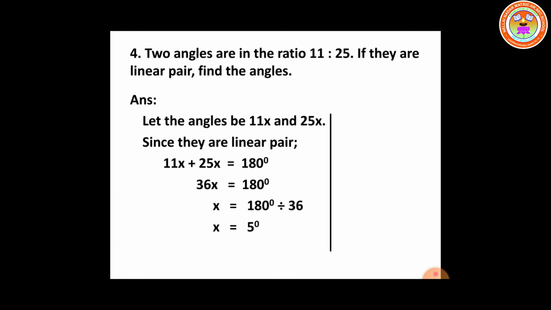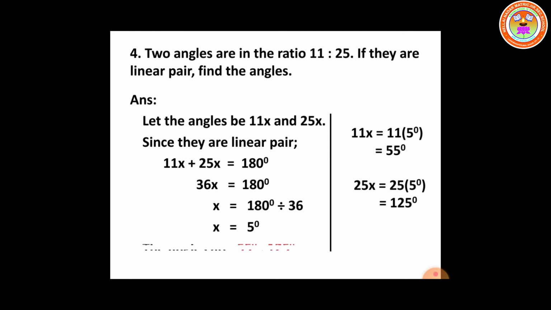Therefore, the angles are 11x, substituting x equal to 5, 11 into 5 equal to 55. 25x equals 25 into 5 is equal to 125. The angles are 55 degrees and 125 degrees.